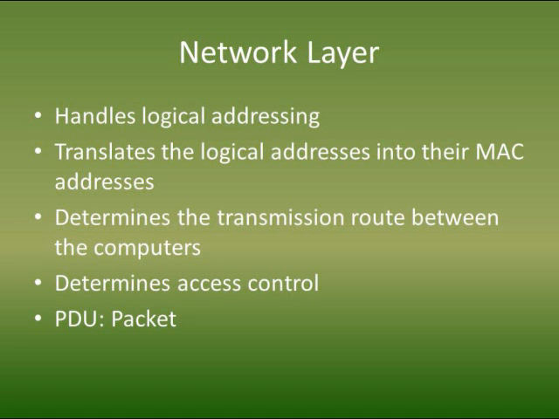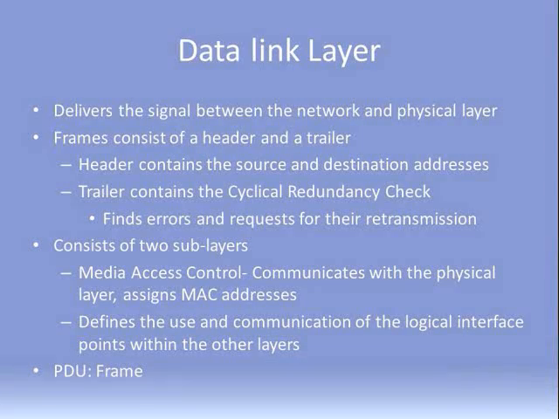In the data link layer, the PDU becomes a frame. These frames are given a header and a trailer. The header contains the source and destination addresses, and the trailer contains the cyclic redundancy check, which is used to find errors such as duplicate or incomplete signals. If it finds an error, it will request for the PDU to be resubmitted.